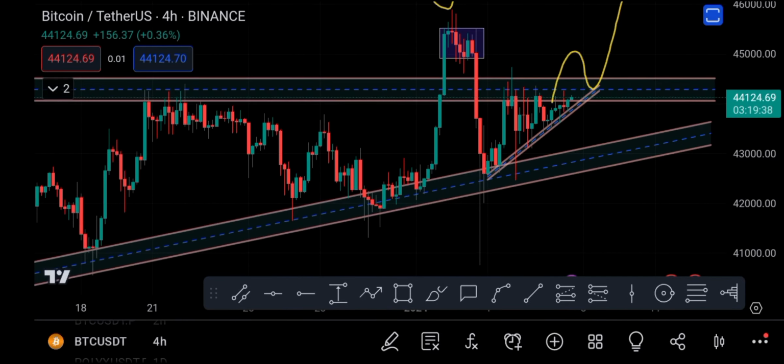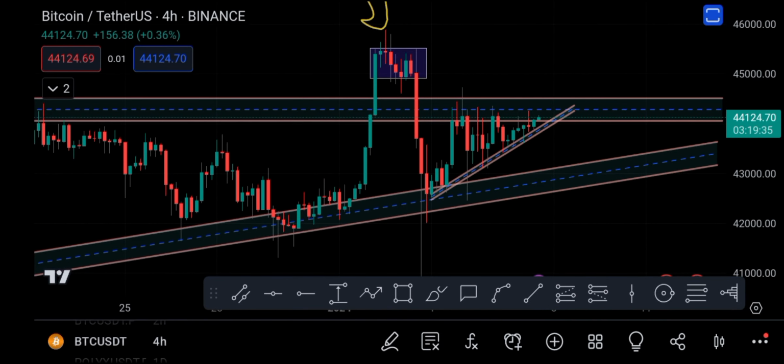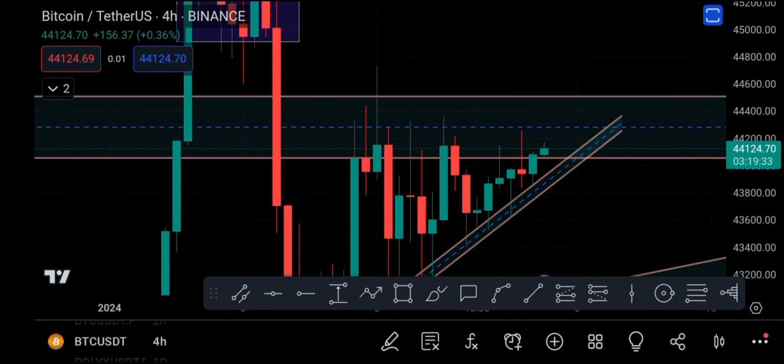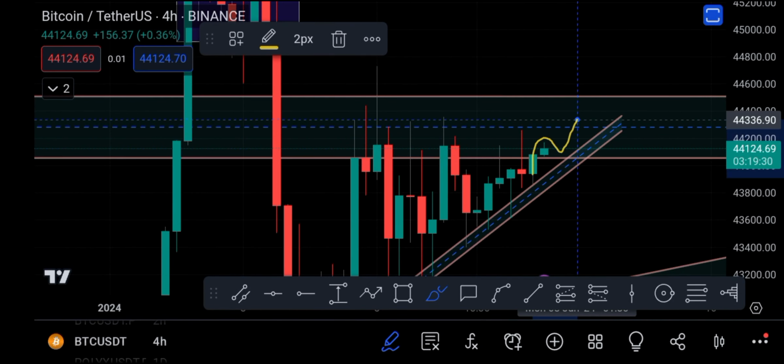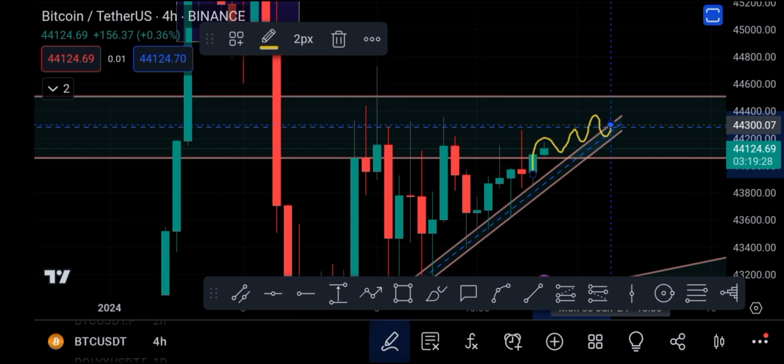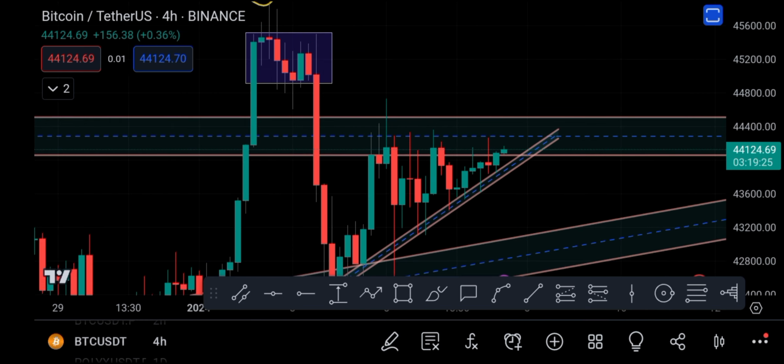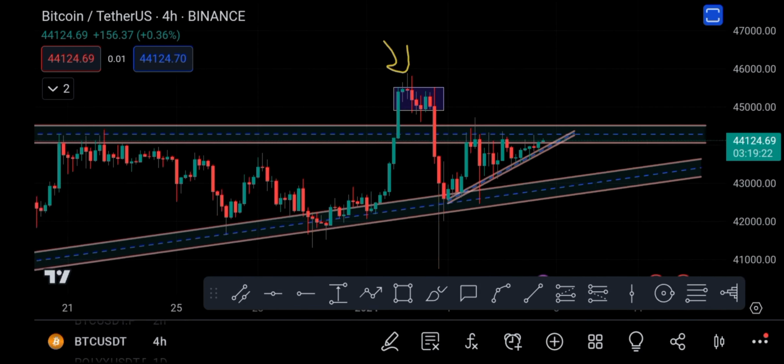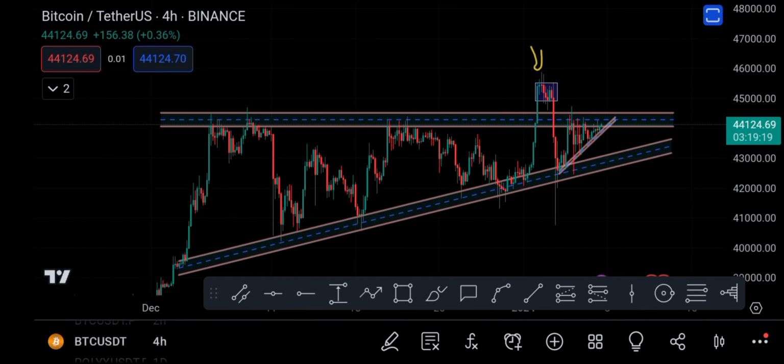Until then, let's wait and see where the price actually breaks out, because I think today is the weekend, and we might not see much movement on the upside or the downside, but we can see sideways consolidation until the end of today. And as soon as Monday starts, we will see a breakout on either side, and I will make a video for sure to keep you guys updated.